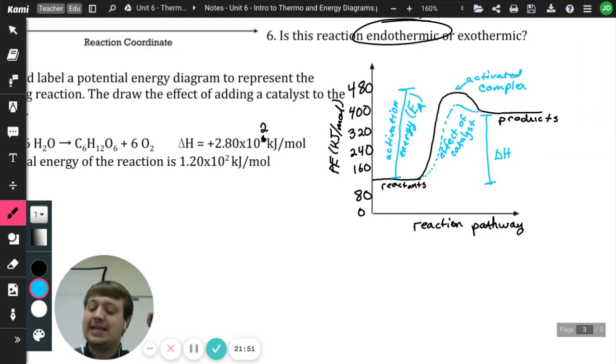Then what I saw is that we had a change in heat of positive 280 kilojoules per mole. So I took 120, I added 280, and that got me up to 400. So my reactants started at 120, my products ended at 400. And then I needed to show that my activated complex was above that, so that's the hump at the top, where the activated complex is about at 480. The effect of the catalyst would be that it would lower that activated complex, and then your activation energy would be the difference between my reactants and the activated complex.